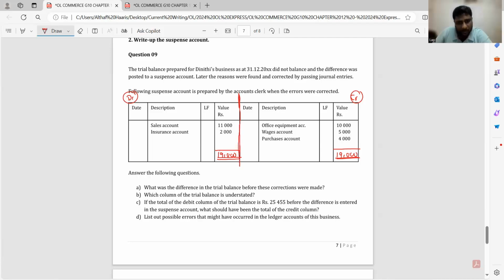Tell me, children. The debit side has to become 19,000. What is the missing value? 6,000. So that's the amount which you took from the trial balance. From the trial balance, debit 6,000.